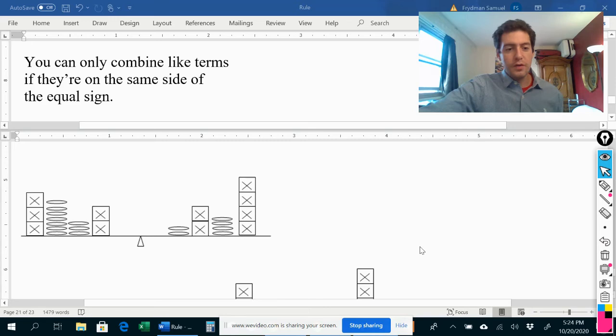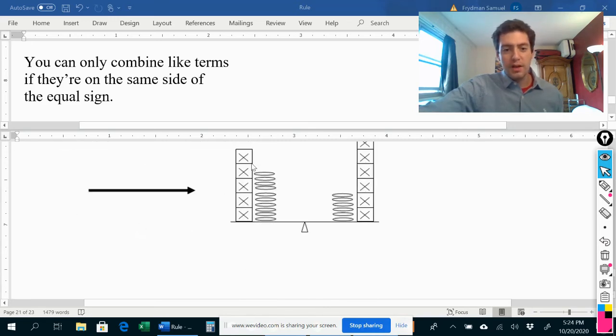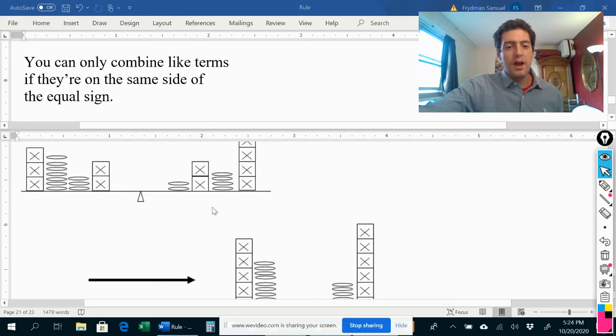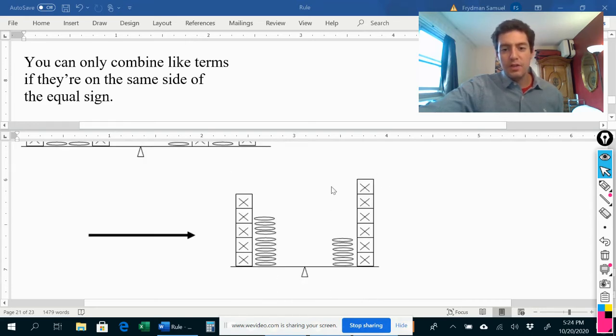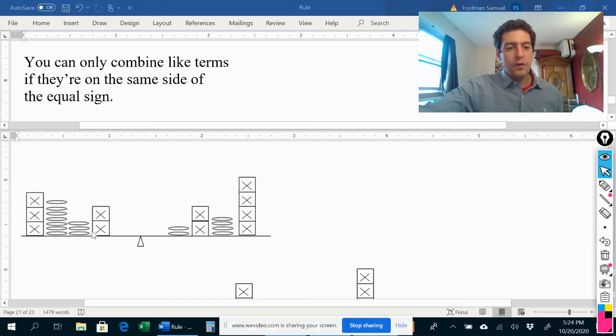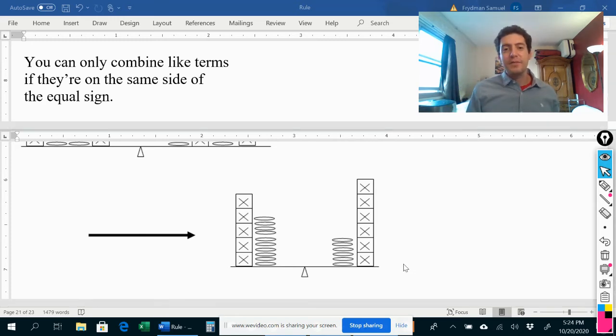So you can see over here, the weight of this side did not change when I combined it like I did over here, and the weight of this side did not change when I combined those into what I have here. So if all of this was balancing out all of this to begin with, then all of this should still be balancing out all of this, because again, it's the same stuff. I just rearranged how everything looked. So that's not a problem combining like terms when they're on the same side of the equal sign.